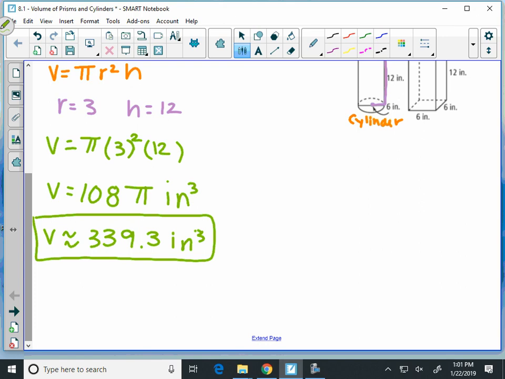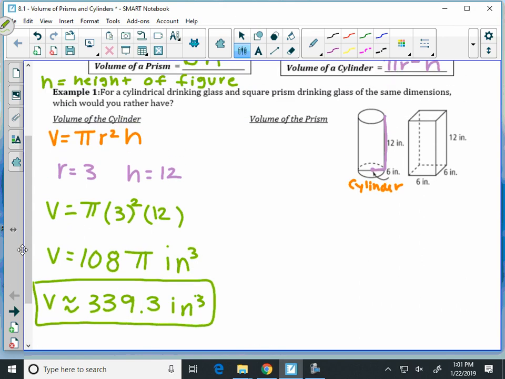So that's the volume of the cylindrical drinking glass. Now let's find the volume of that square prism. What makes it a prism is it has 2 bases, and the type of prism is what the shape of the base is. So if it's a square prism, that means the bases are squares.